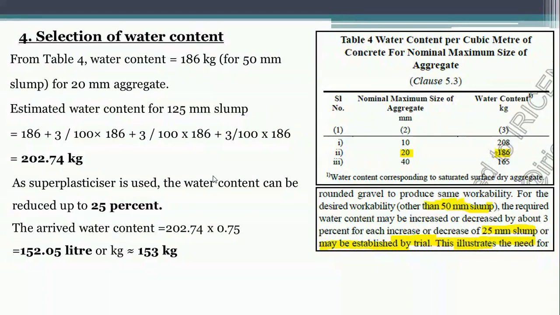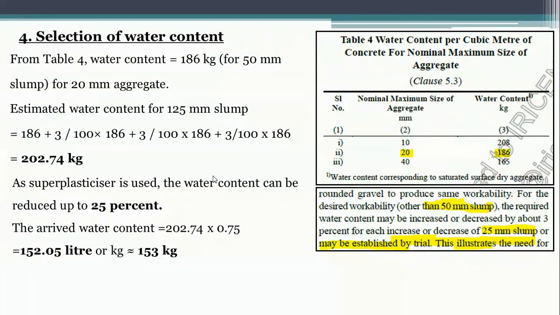Then since we are using chemical admixtures, even if you use chemical admixture and water content both at the same time, there will be more water content in the concrete, so that leads to highly workable concrete. If it is highly workable concrete, then there is a chance of segregation or bleeding. So that's why if you are using chemical admixture, we have to reduce the water content by some amount.